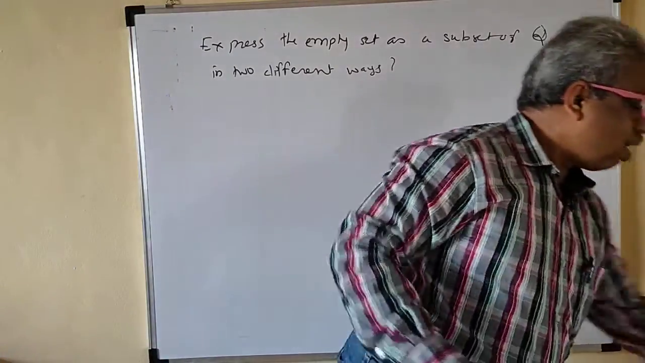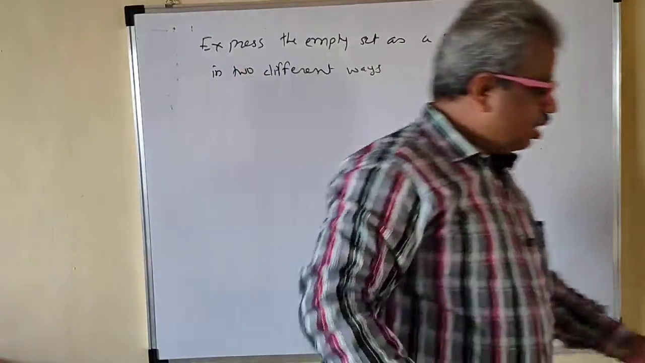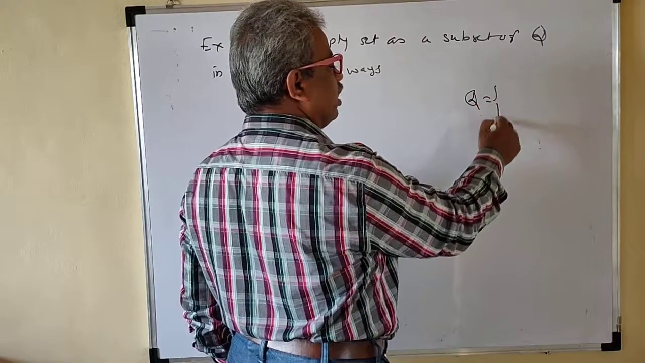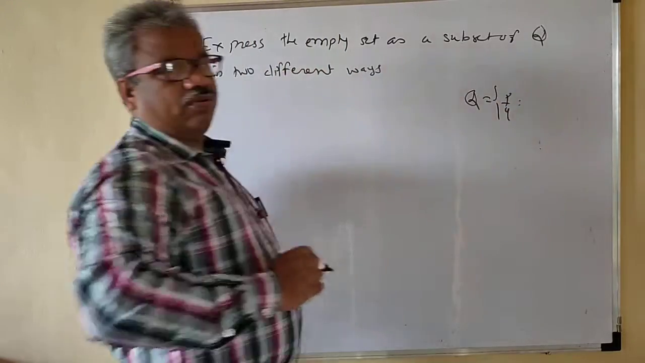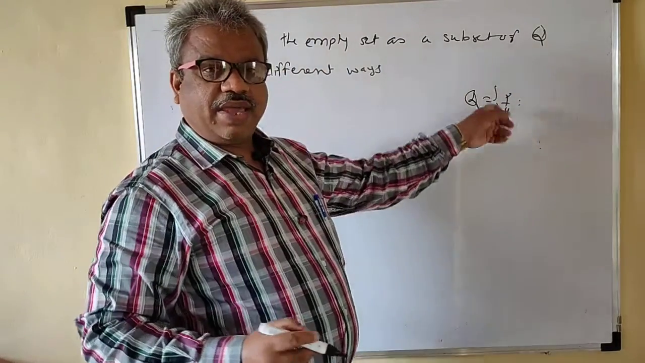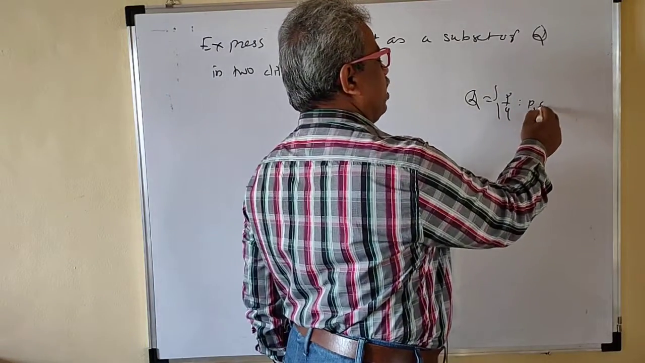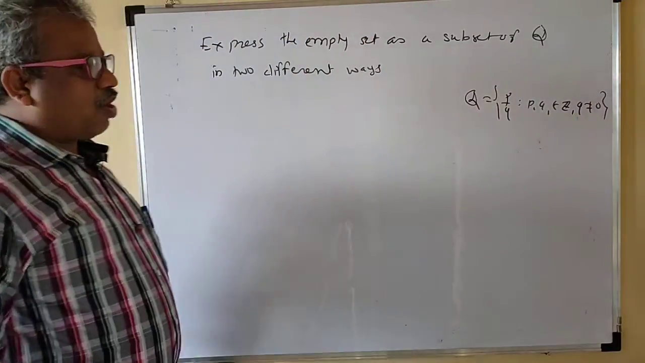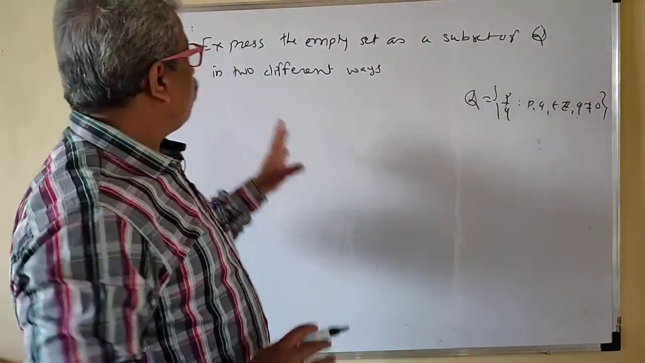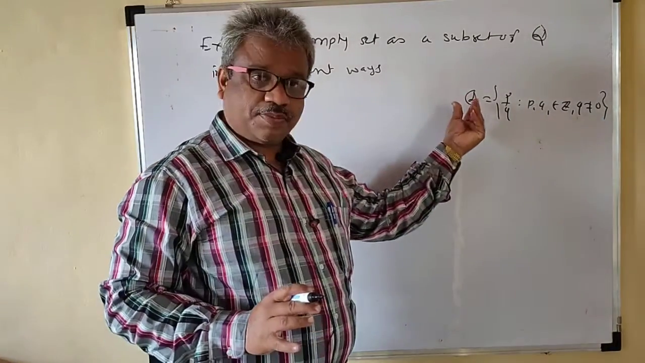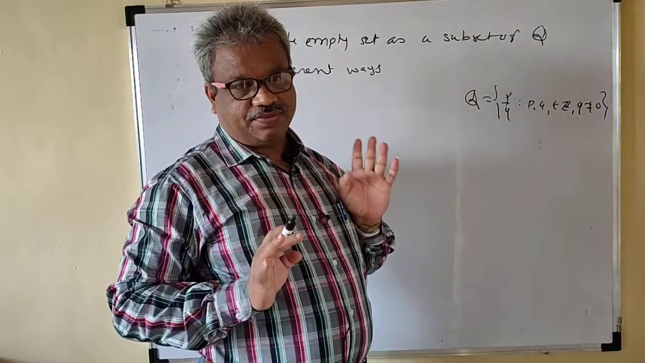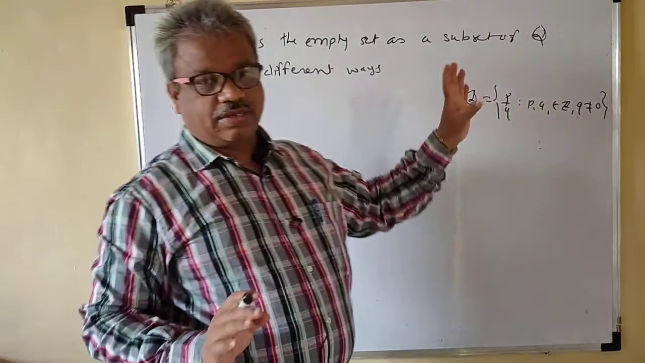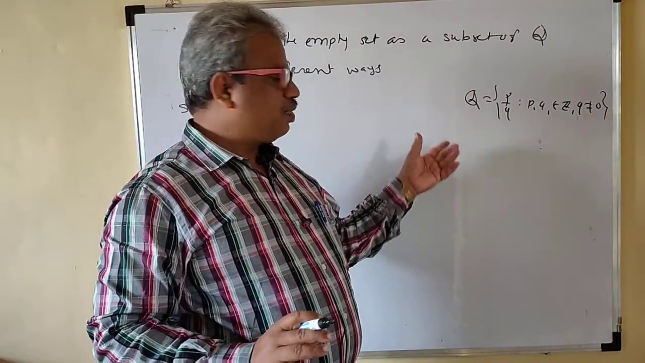So what do you have to do? You have to find a subset of the set of rational numbers. So we know that the rational numbers are the set of all elements of the form p by q, where both p and q are integers and q is not equal to 0, right? So we want to find the subset of Q which is the empty set. Okay, so solution. We have at least two subsets. There are many subsets of Q which are empty.